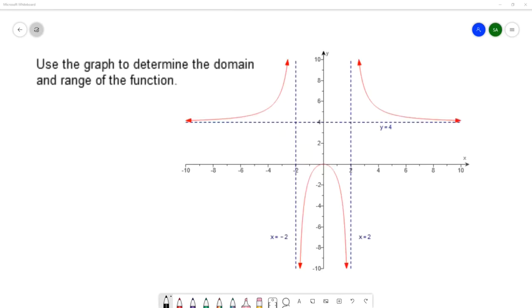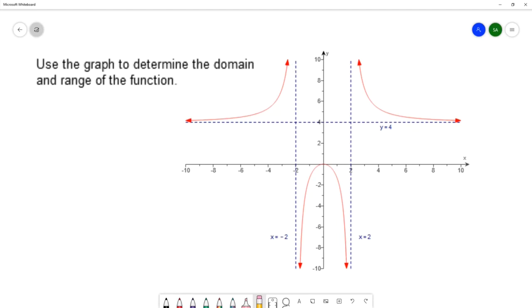For this question, we're given a graph, and we want to use that graph to determine the domain and range of the function. So before we start finding the domain and range, this particular graph may have some features that you're not familiar with. So I want to explain, as we look at this picture, how we need to look at what's happening at these arrows combined with these dashed lines.